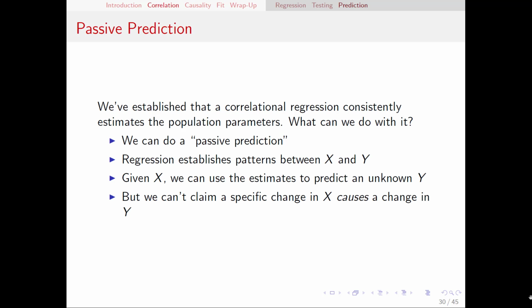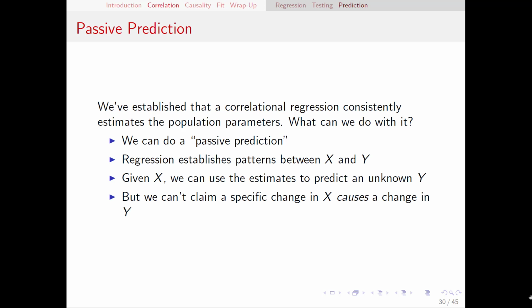What this does is it establishes a pattern of a relationship between x and y. This allows us to take a new value for x, plug those x's into the estimated equation, and make some prediction of what we think that y will be. This is what we call a passive prediction. Just saying that if we know x, we can make a pretty good guess of what y is going to be.